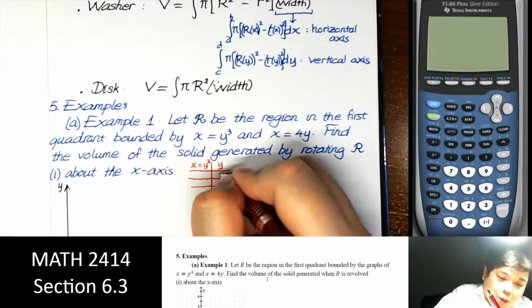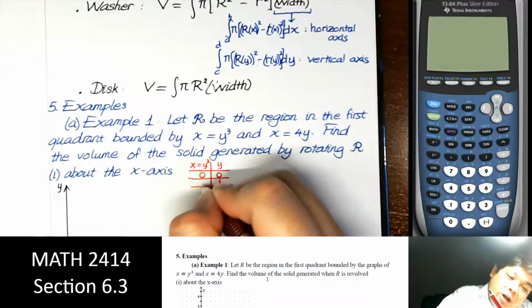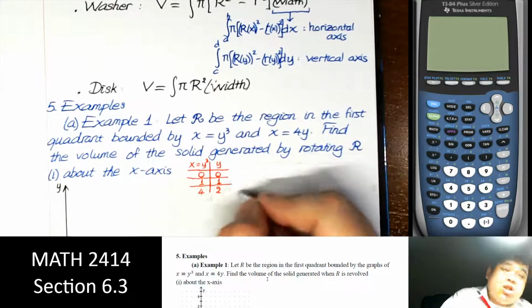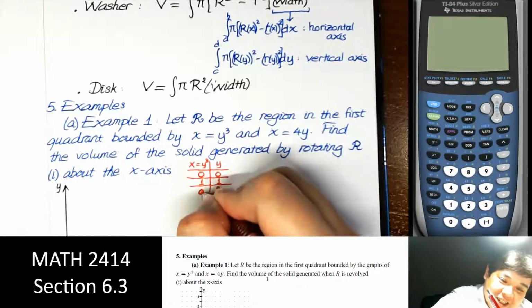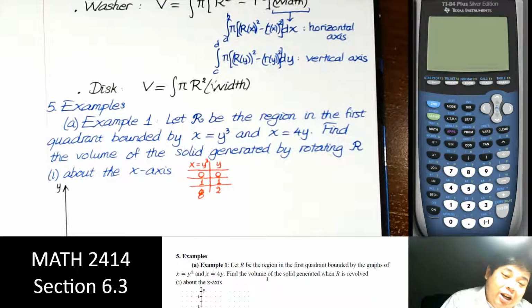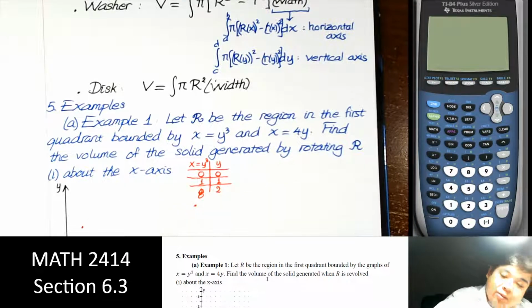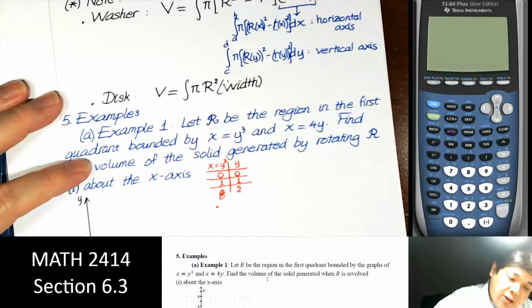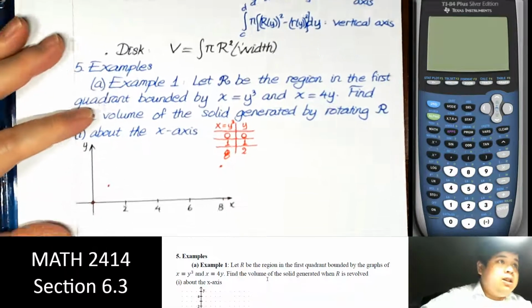Right. When y equal to 0, 0 cubed is 0. When y equal to 1, 1 cubed is 1. When y equal to 2, y cubed is, sorry, 2 cubed is 8. Right, so we have those points: 0, 0, 1 and 1, 8 and 2. So kind of like that.